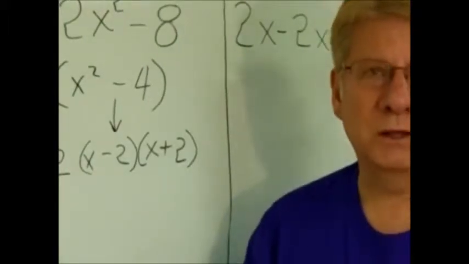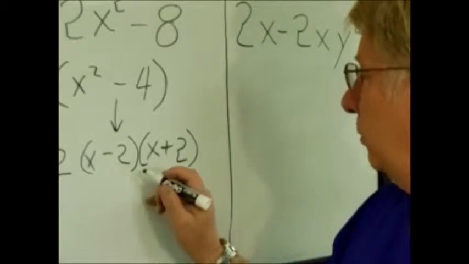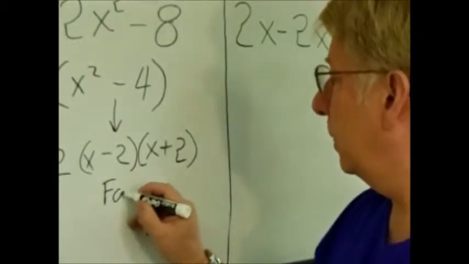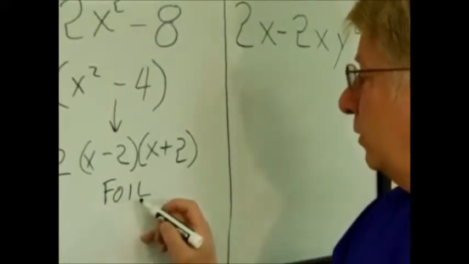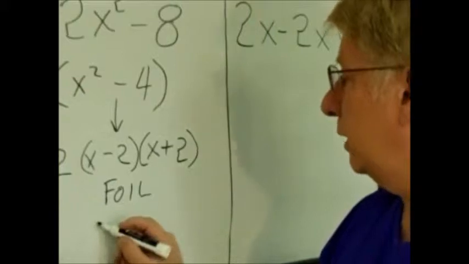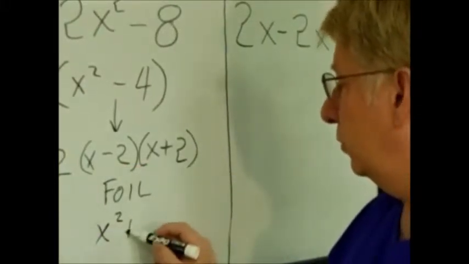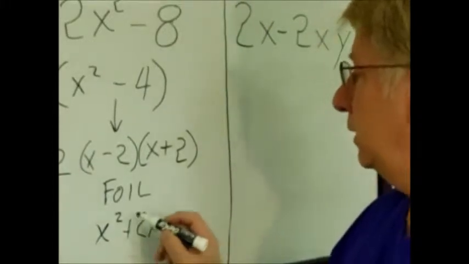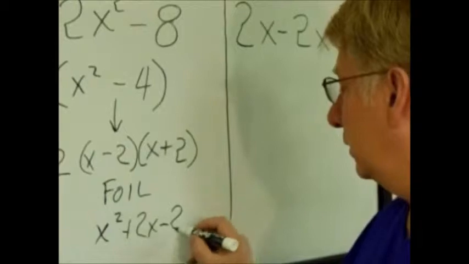Now, if we want to verify that and see that yes, this is the answer, well, we can use the FOIL method. FOIL: first, outer, inner, last. So if we multiply the first terms, we have x squared. The outer would be x times 2, which is 2x. The inner would be minus 2 times x.